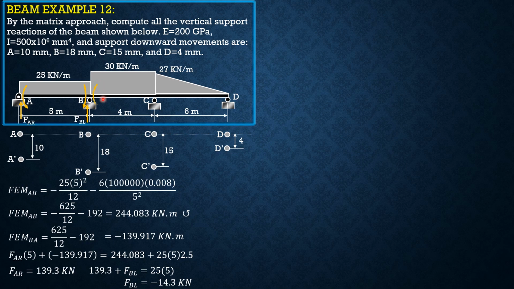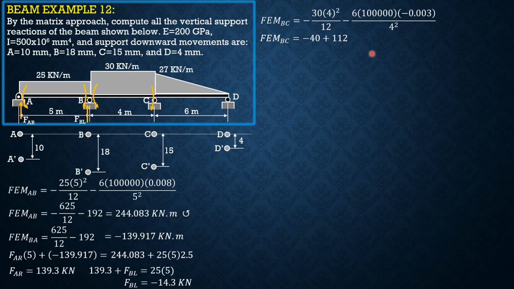Next, we could proceed to BC. Let's still assign the direction of fixed moment shown. So negative 30 times 4 square over 12, then minus 6 times EI 100,000 times delta. This time, since there is counterclockwise rotation of chord BC, the difference is 3 mm, and 3 mm is treated as negative because the rotation of the chord BC is counterclockwise. Negative 0.003 meter over L square, 4 square.